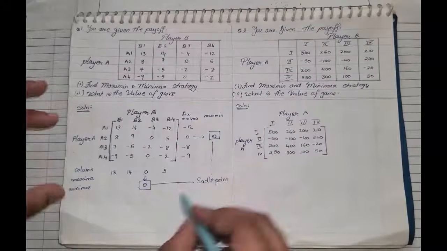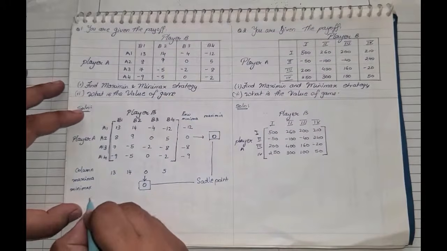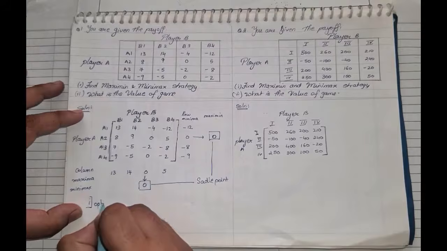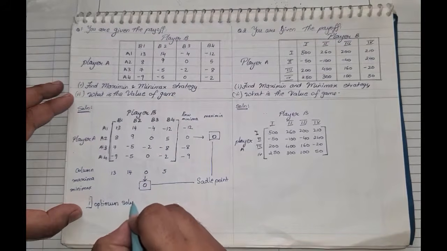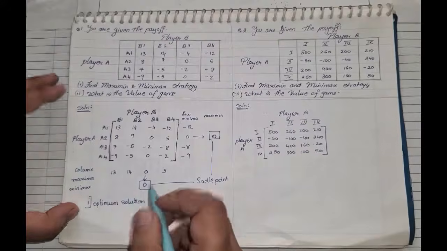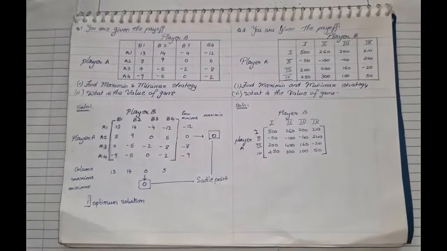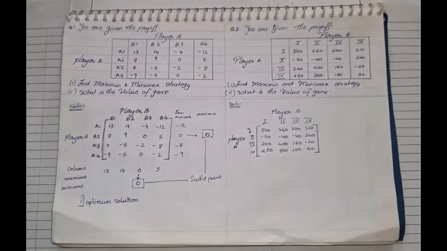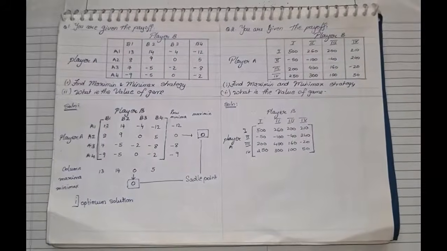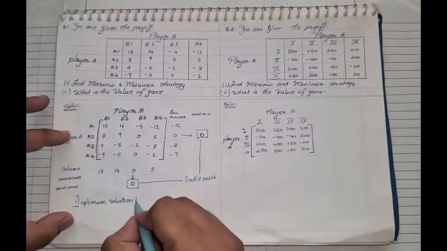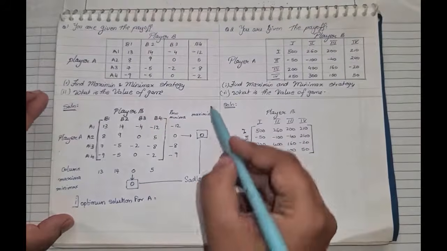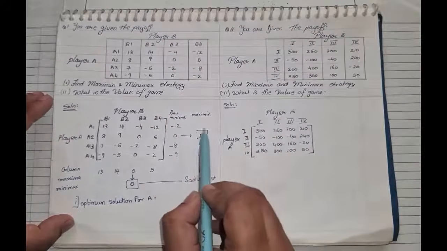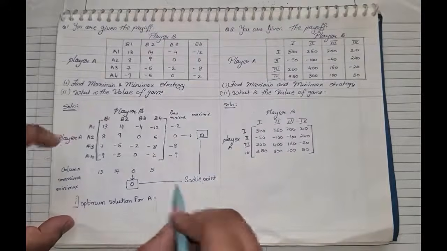After getting this, we have to conclude, number 1, the optimum solution. Now we have to directly write the final answer with the optimum solution or optimum strategy. The optimum strategy for A: which one was selected for A? The one with the maximin, whatever gets selected, that is the strategy, that is A2.